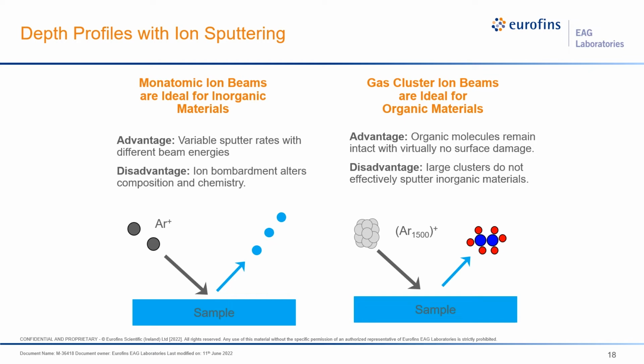In a later example, I'll show how gas cluster ion beams can be used to profile organic materials. These clusters can contain tens to thousands of atoms which all hit the surface together. At impact, the cluster breaks up and its energy is dissipated among the constituent atoms. Since each atom hits with such low energy, there is little to no surface damage, and organic molecules can be desorbed intact.